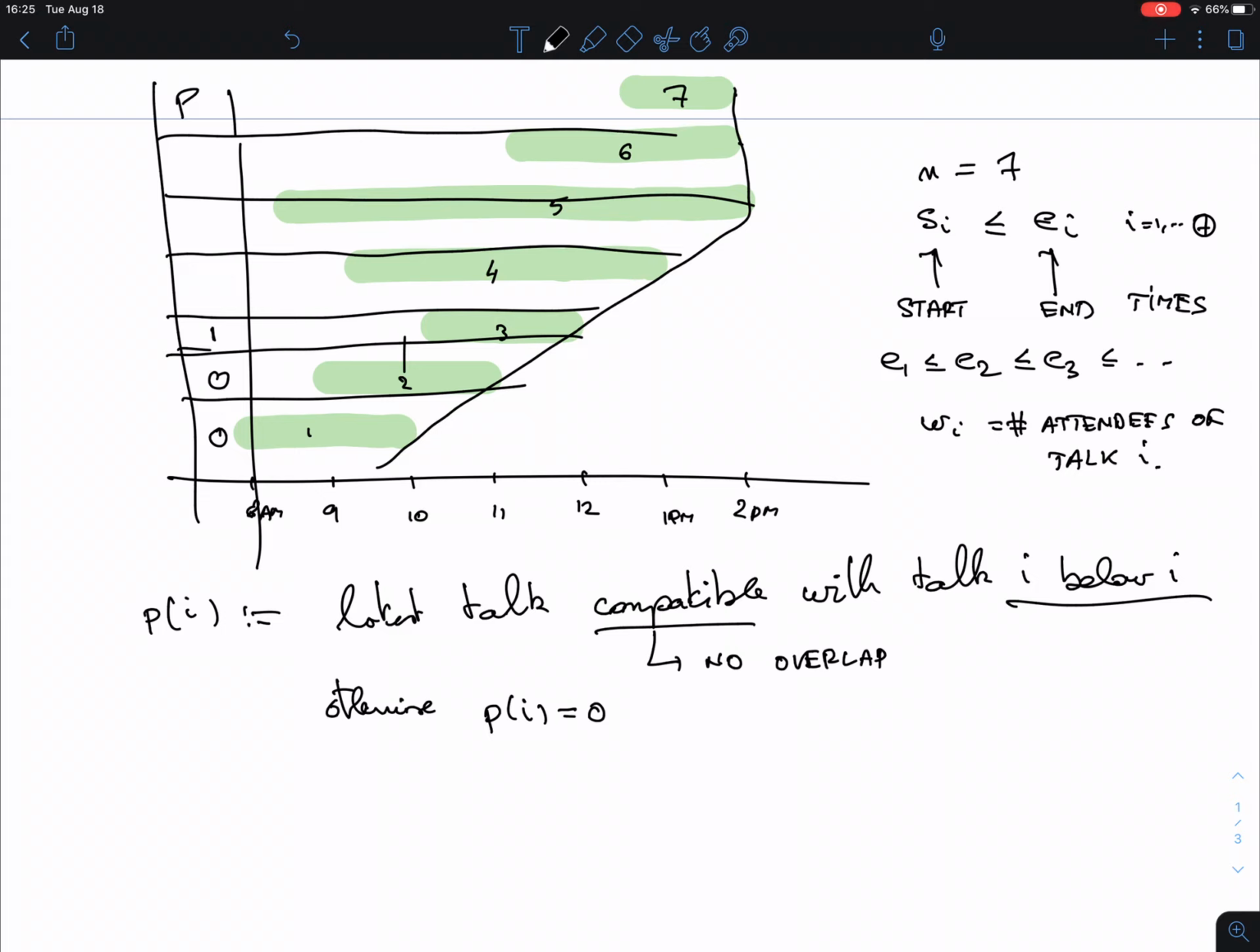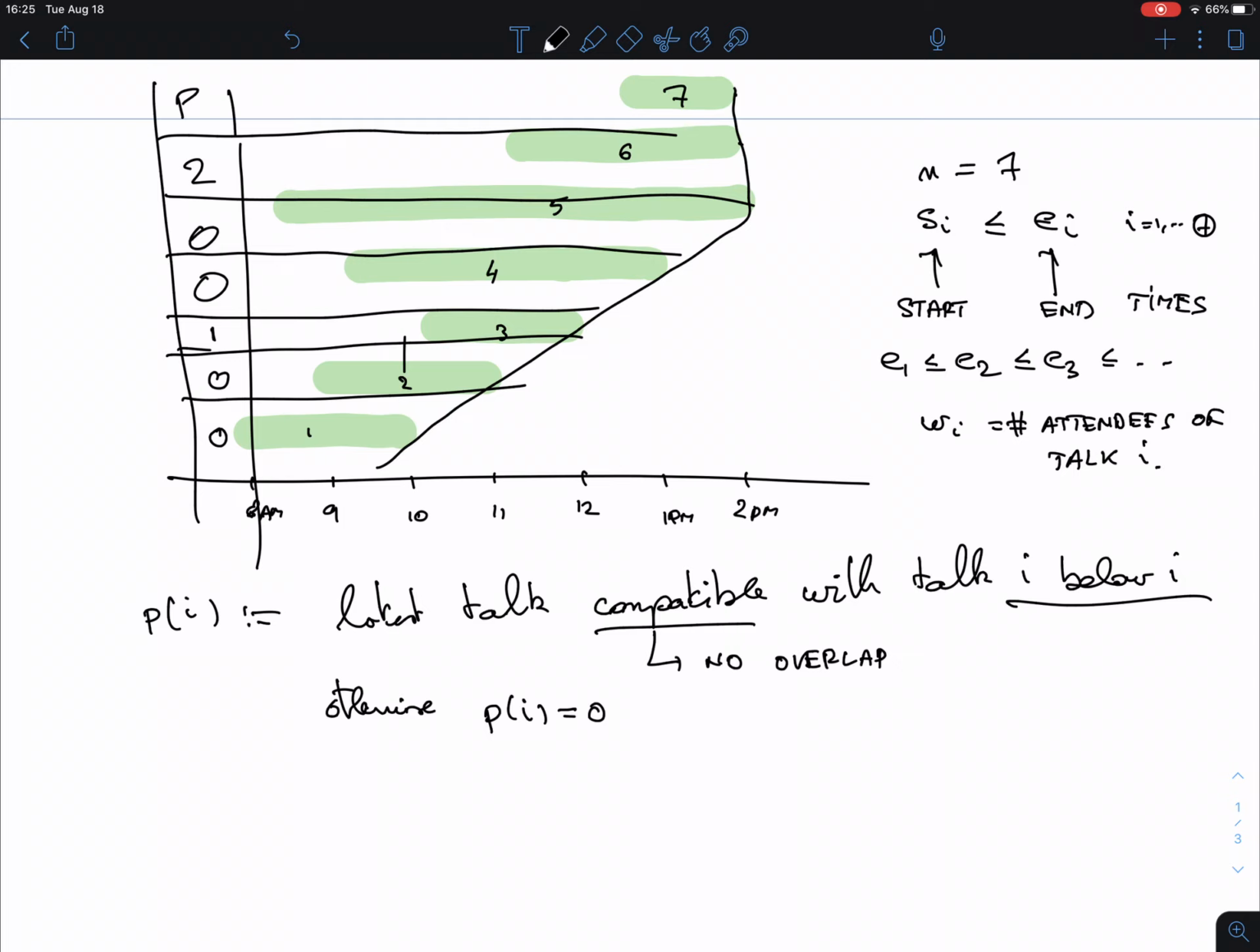For 4, well, let's see. Actually, none of the previous talks is compatible with it because it starts too early. So this actually is 0. Okay, so what about 5? Same thing. Nothing before 5 is compatible with 5, so that's 0. What about 6? 1 is okay, and 2 is okay, 3 not. 4 and 5 no longer. Well, no, I shouldn't say that. I have to say the last one, so 2. So this is 2, that's the last one that's compatible with it.